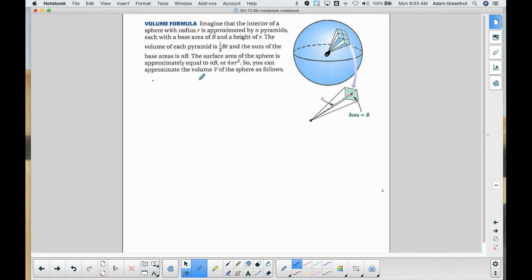So what we can do now is think of those pyramids. Well, the volume of a pyramid formula is 1/3 area of the base times the height of the pyramid. Now we just have to think of how many there are. Let's call that number n. If we take n, the number of pyramids, and multiply by the volume of each pyramid, that'll give me the volume of the sphere.